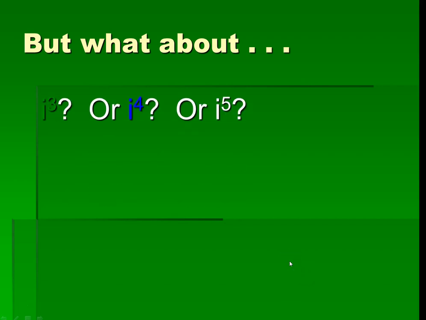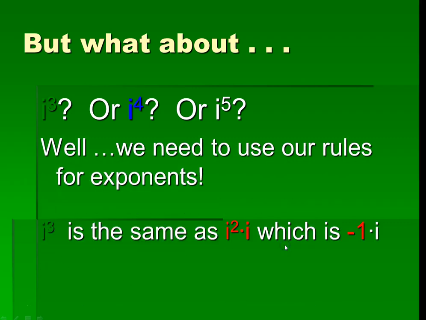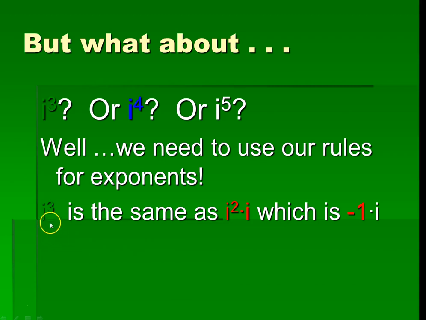Let's look at some of the others. i to the third, i to the fourth, i to the fifth. Well, if we use our exponent rules, we realize that i to the third is really i squared times i. And we know that i squared is negative 1, so this is negative i. We're not getting any other numbers. We just keep getting these i things, don't we?